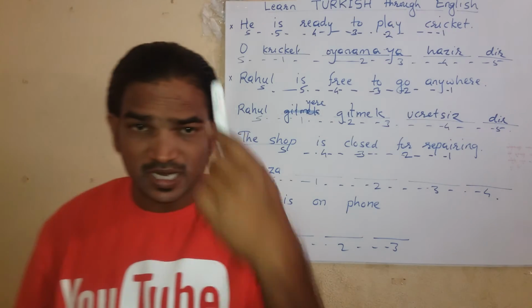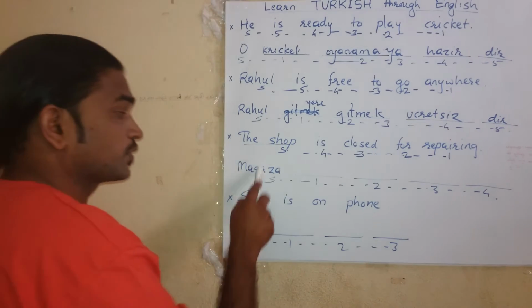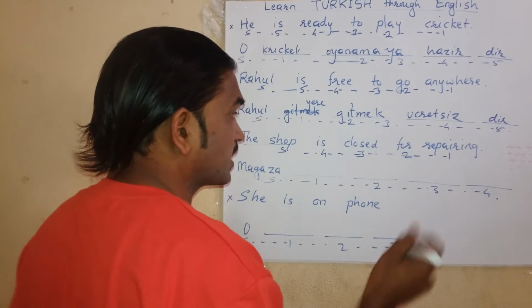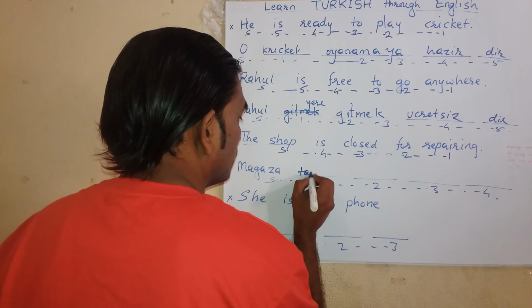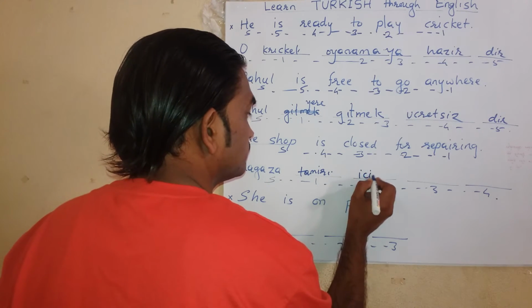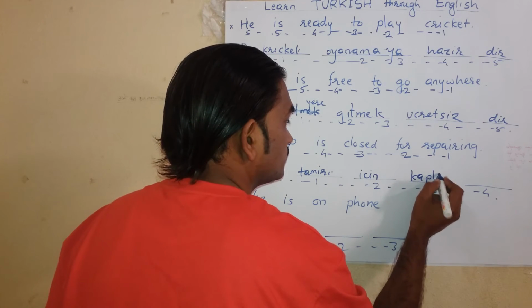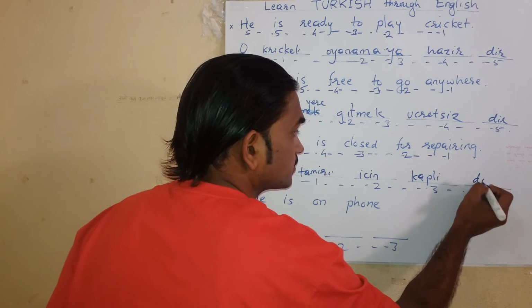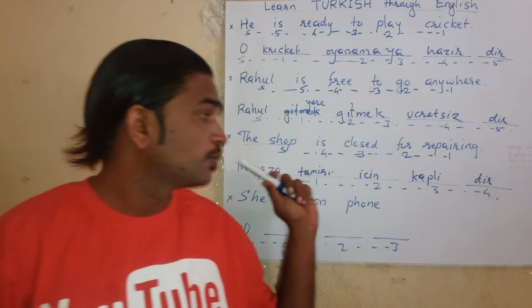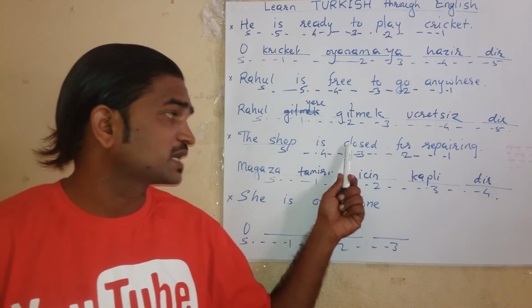Now pause the video and try yourself. Start. Look here, the word for shop is magza. The word for repairing is tamiri. The word for for is isin. The word for closed is kapli. The word for is is dir. Magza tamiri isin kapli dir.